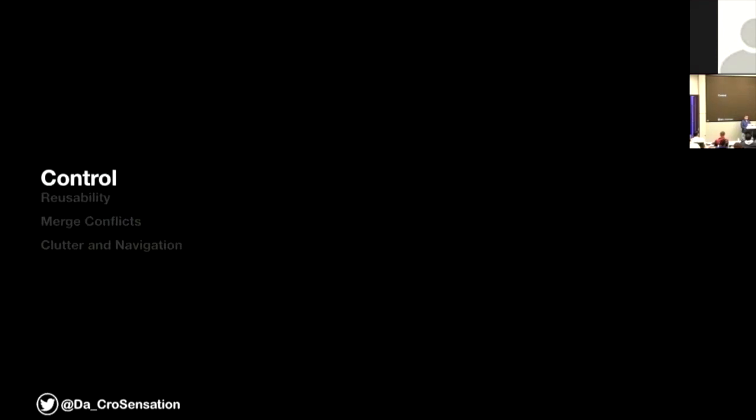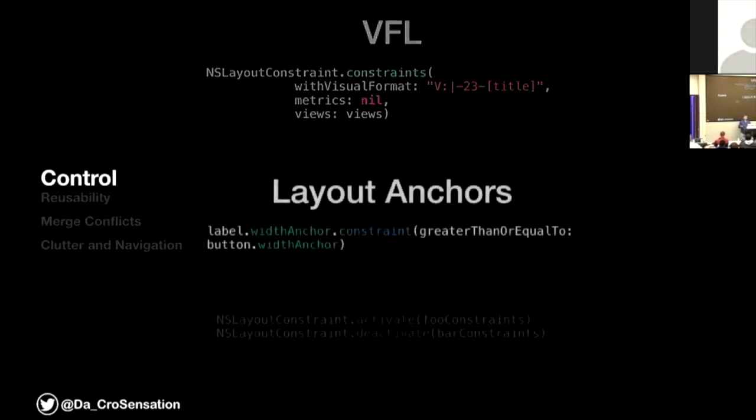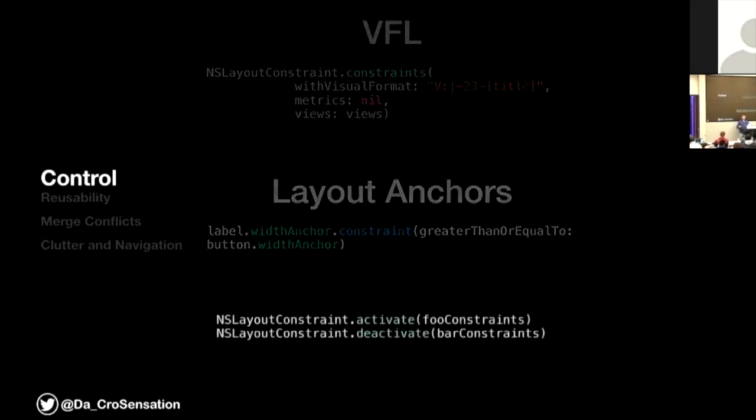But how would we do it with constraints? Well, we have the Visual Format Language, or VFL, that we can do that with. Another one is layout anchors, something that's a little bit newer and easier to read as a developer. But also for dynamic layouts, we have the ability to activate and deactivate these individual constraints that we create to fit with our business logic. So if whatever logic you're following needs one view versus another to change a little bit, we can mess with our constraints to do that on the fly as the view loads.